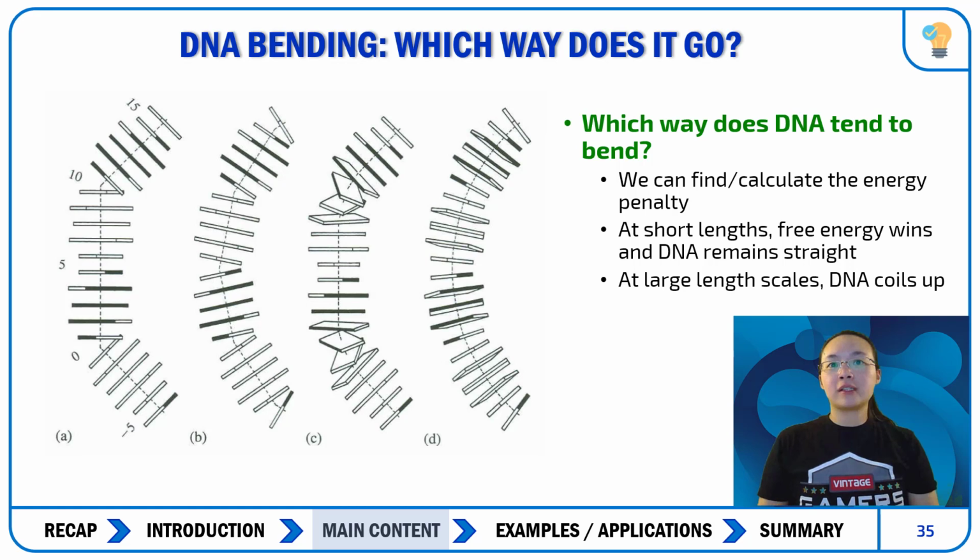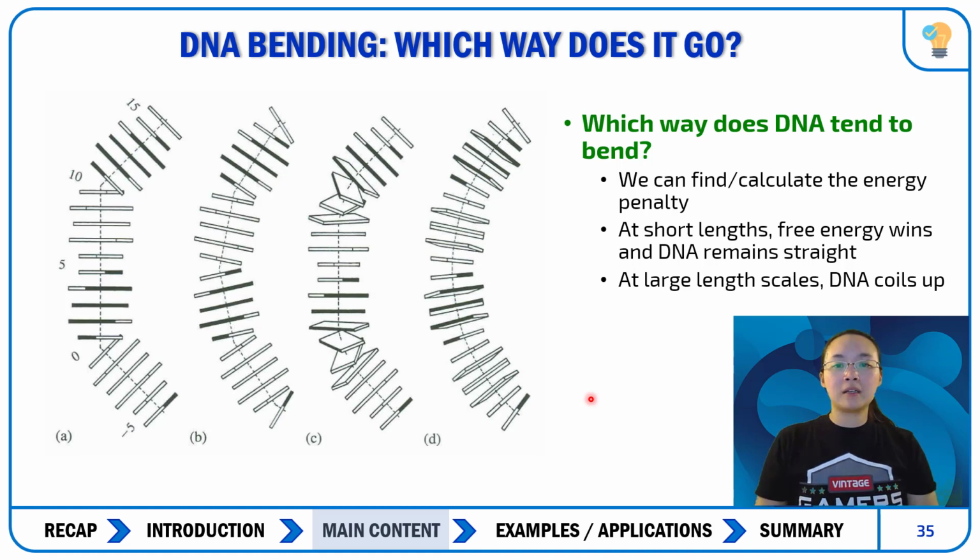So we've kind of talked about persistence length of DNA. We've also talked about hydrogen bonding and stacking, how it basically stacks more and more nucleotides on top of each other. So the next question leads us to where DNA is going to bend. So we can technically find and calculate the energy penalties, because as it bends more and more, maybe there's going to be some steric interactions or unfavorable interactions as certain ends, such as these two, get closer and closer together. So at short lengths, free energy is going to win and DNA remains straight. But at large length scales, DNA tends to coil up.